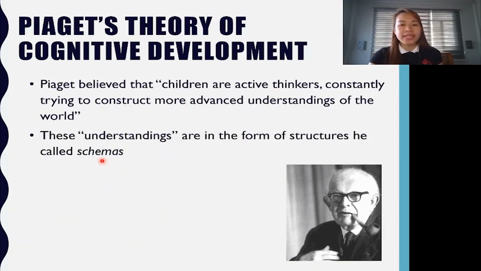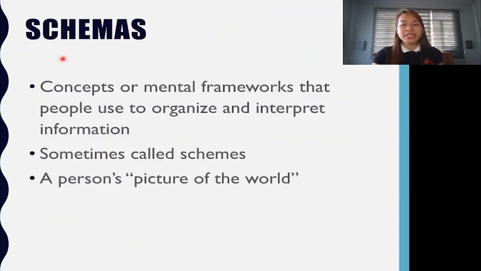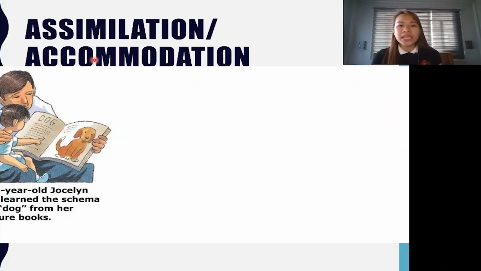So, pag-aaralan natin yan. So, what are schemas? These are concepts or mental frameworks that people use to organize and interpret information. So, for example, pag may pinag-iisipan ka na bagay, mag-create ka sa utak mo ng way on how you're going to understand it. So, it is a person's picture of the world. Now, first, under cognitive development, we have what we call assimilation and accommodation. For example, si Jocelyn, 2-year-old, has learned the schema for dog from her picture books. So, nakikita niya, that is a dog. So, that is her schema for a dog.